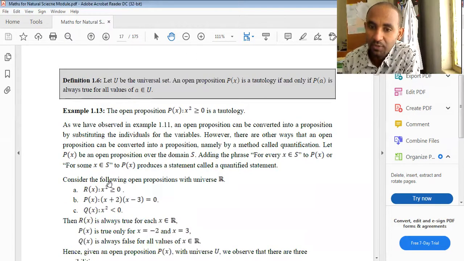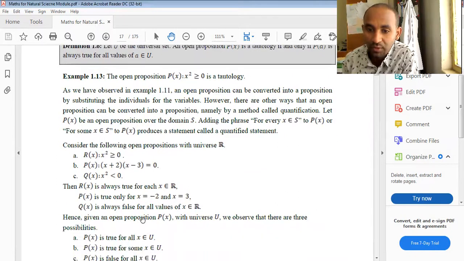Okay? For example, consider this: R of X equals X squared greater than or equal to 0. So we know that for all elements in the universal set, where the universal set is the set of real numbers, R of X, X squared greater than or equal to 0, is a tautology. Why is it a tautology? Because for all X's, this is always true. Okay.